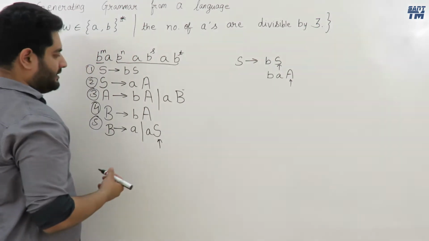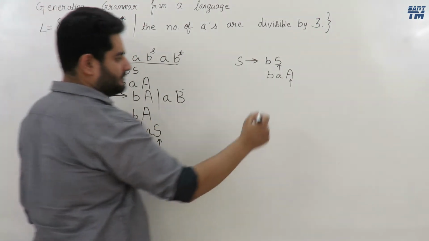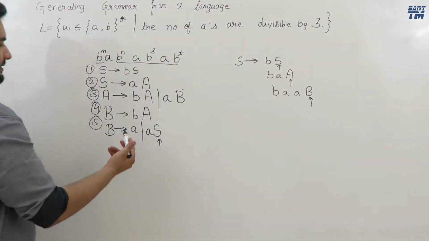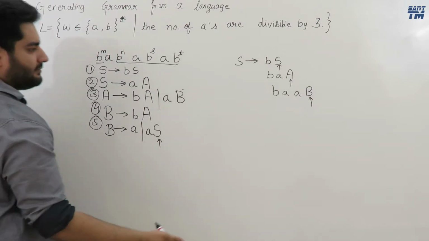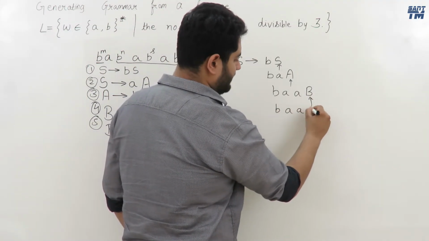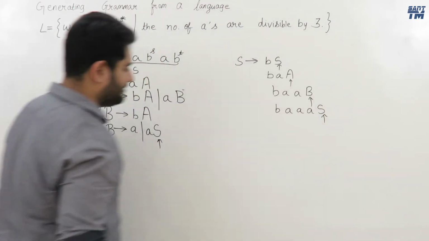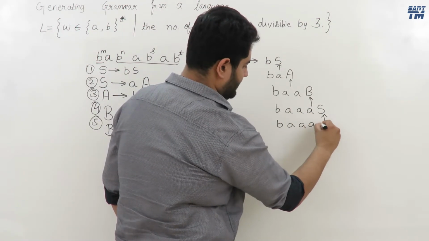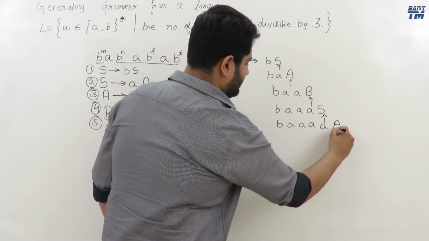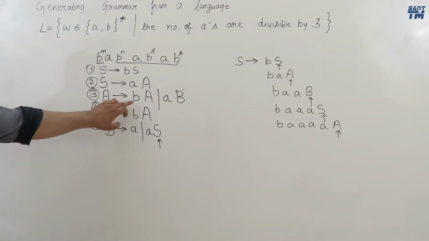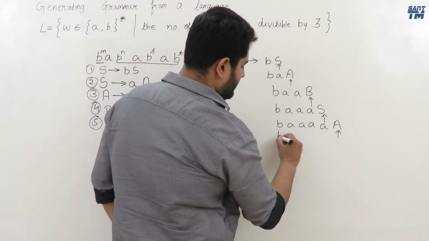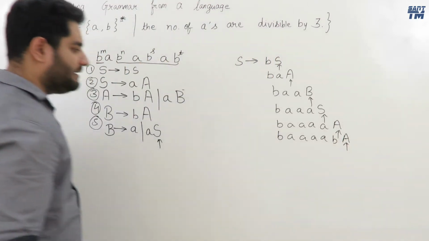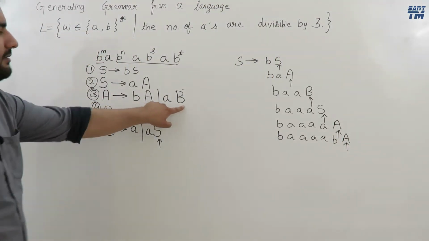Now in place of this A, let us substitute AB, B. Now in place of this B, let us substitute AS, BAS. Now in place of this S, let us substitute AA again, BAA. Now in place of this A, let us substitute BA, B and non-terminal A. Now in place of this A, let us substitute AB.